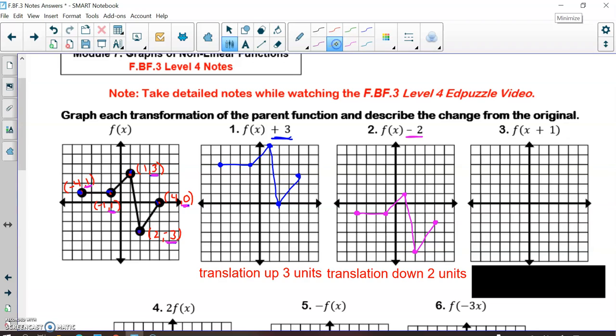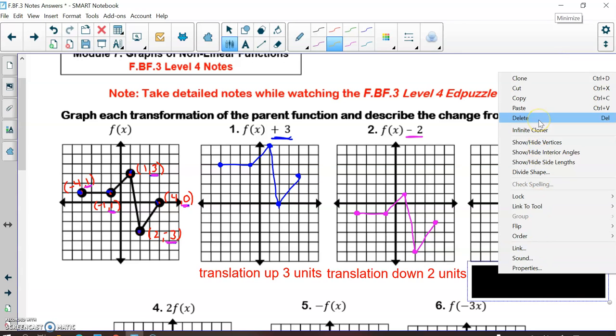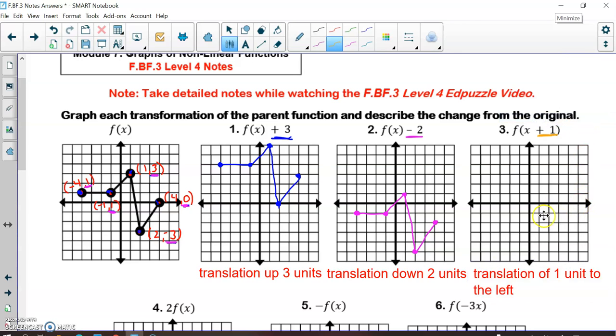All right, number 3. If you're adding 1 on the inside of your parentheses, basically you're doing a horizontal translation, but it's the opposite of what it looks like. We're going over 1 to the left, which essentially you can either just move this whole graph 1 unit to the left, or a horizontal translation of 1 unit to the left would be subtracting 1 from each of your x values in this function. So the point negative 4, 1, if I subtract 1 from my x value, I'm now at the point negative 5, 1.